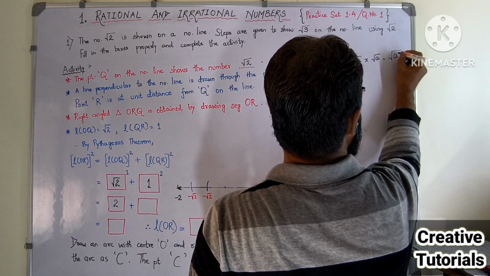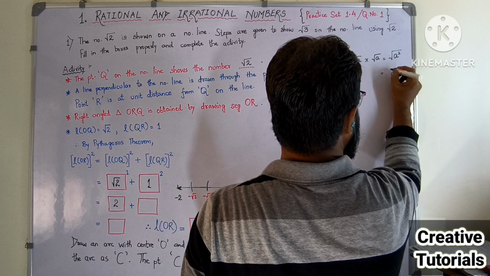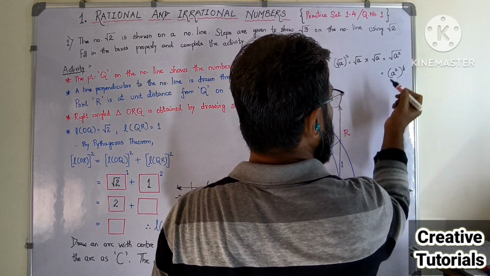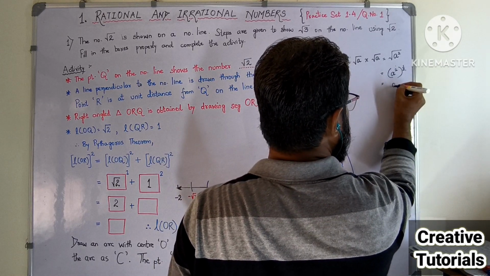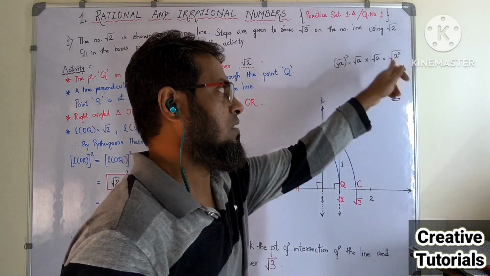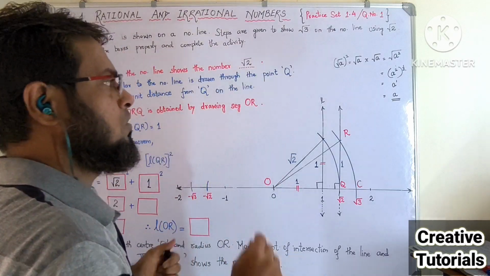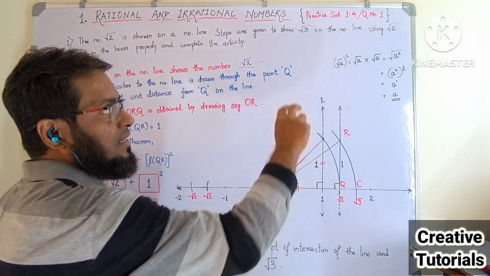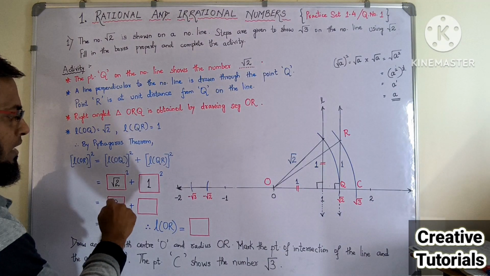Root A square comes as A square. Whenever this root goes off, this becomes 1 upon 2, and then 2 ones are 2, so we are left with A raised to 1, that is equal to A. This is the basic part, which I had taught you in my previous videos also. Those who have not seen those videos can get it from here as well. So root 2 square becomes 2.